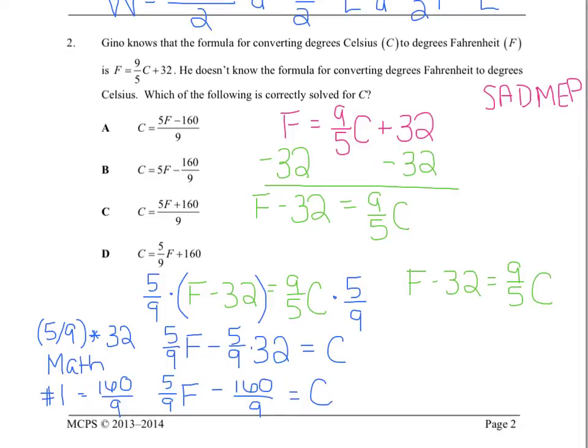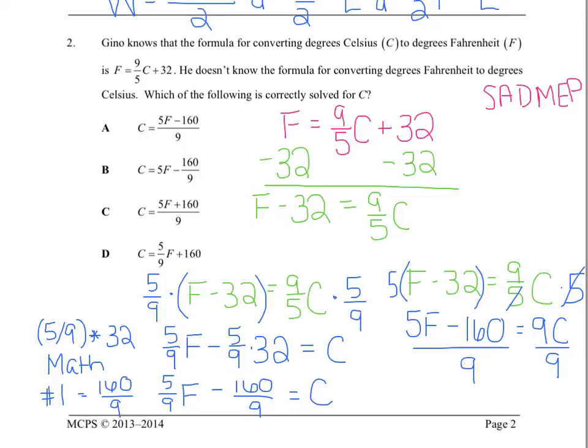On the other side, the other way, and this is the way I prefer because then I don't have to worry about fractions, is I see that I have this division by 5. So I'm going to get rid of that division by 5 first and multiply both sides by 5. So what I have is 5f minus, and 5 times 32 is 160, and we're left with 9c because this is going to cancel out with this. Now that I have 9 times c, I'm going to get rid of that by dividing both sides by 9. And what we see is we have c, because these cancel out, equals 5f minus 160 all over 9.